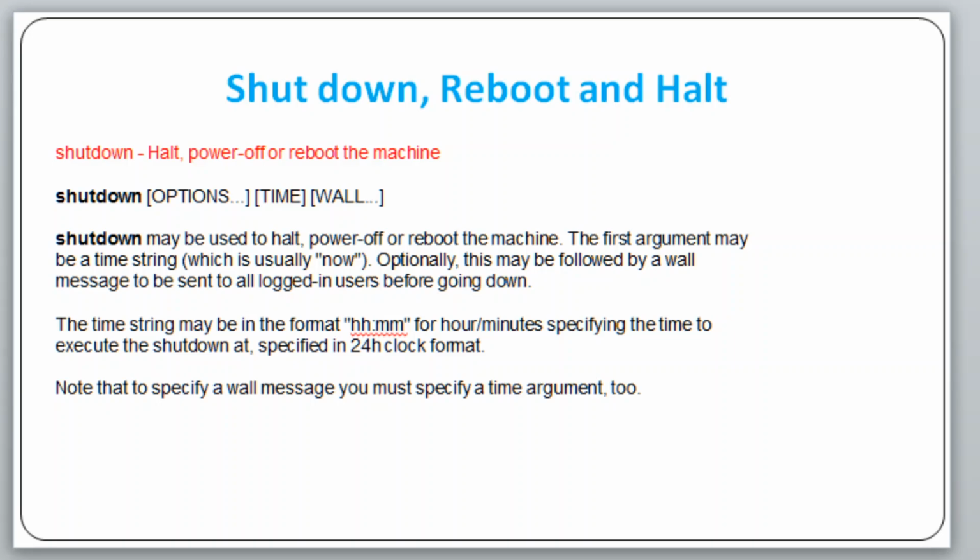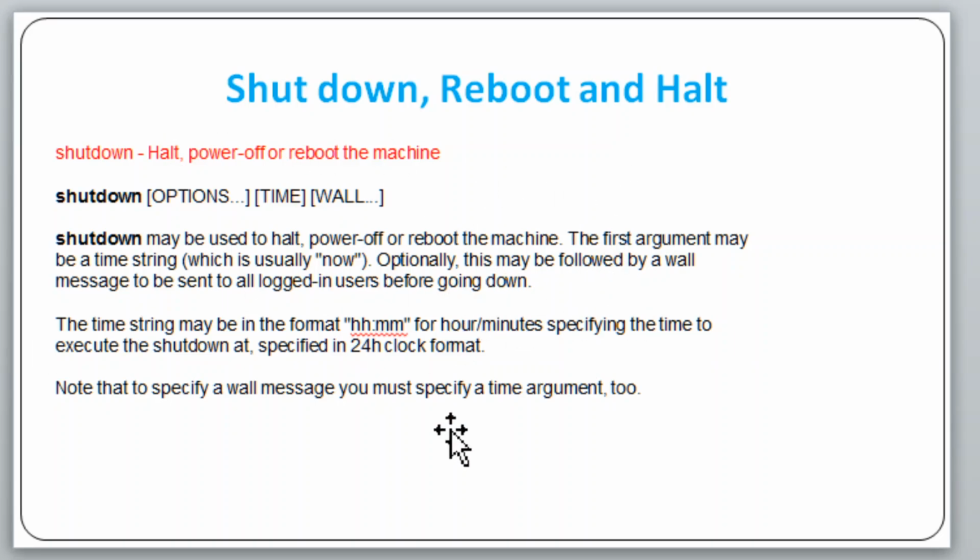So you see here, this is the basic syntax of that shutdown command. We have the command shutdown, then we have the options to it, a time if we want, and then a wall message. Like I said, shutdown can be used to halt, power off, or reboot the machine. And the first argument may be a time string, although it's typically going to be now is what you're using. And then optionally, this can be followed by a wall message to be sent to all logged in users if people are going down. This wall message, guys, is just a message that will display to everyone using the system.